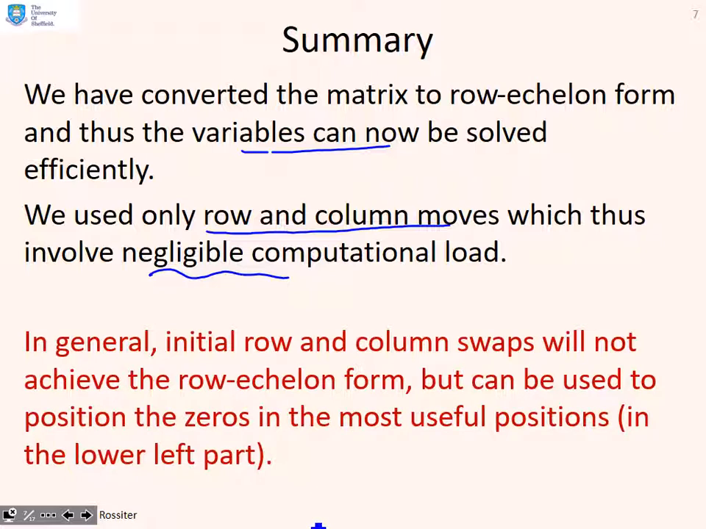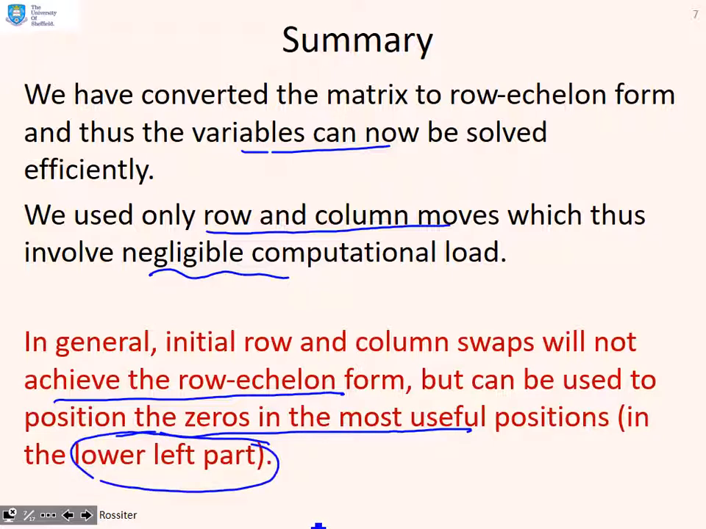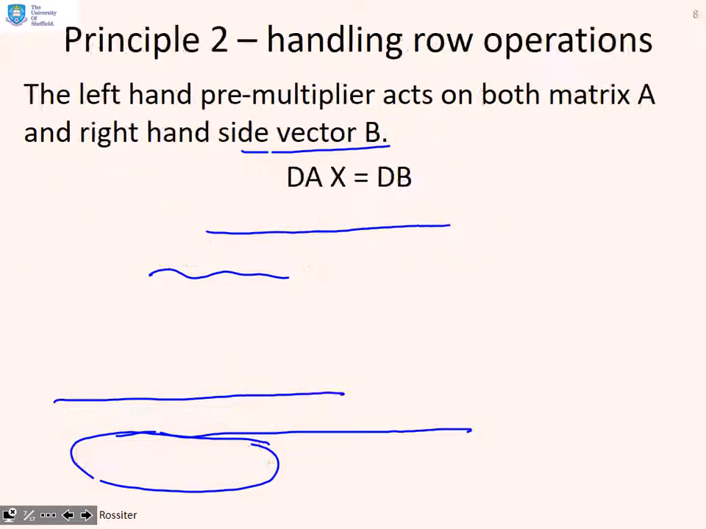However, in general, row and column swaps will not achieve a row echelon form, but we can use some swaps in order to position the zeros in the most useful part, and normally we're going to target the lower left part, so we want as many zeros in the lower left part as we can get.